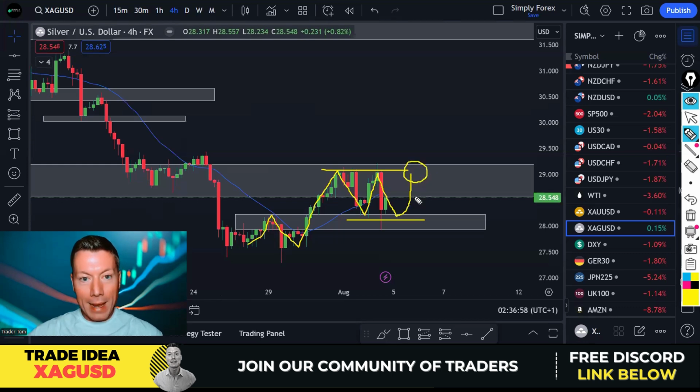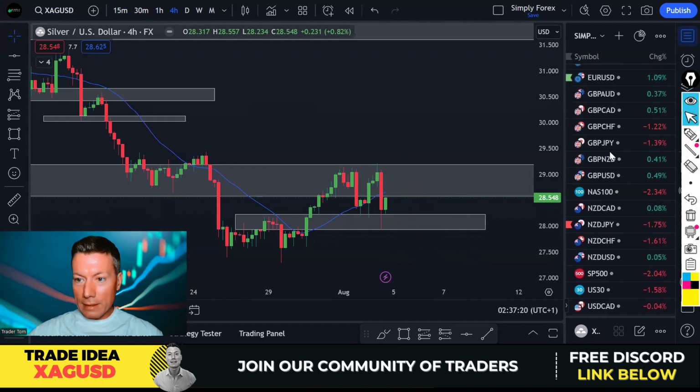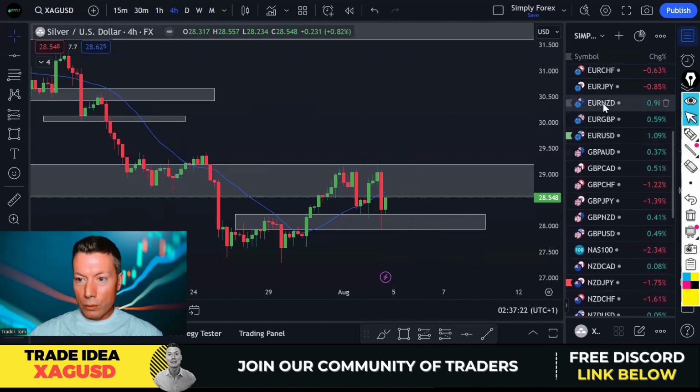Now, because we know that, potentially we could come to the top of the range, right? We get a nice bearish candle. We could start selling from here. Or that would be more aggressive, or more conservatively, yeah, we just wait for a break out of this gray zone, yeah, and then we can start selling from here as well. All right, so that's silver. My next trade idea is Euro New Zealand dollar.